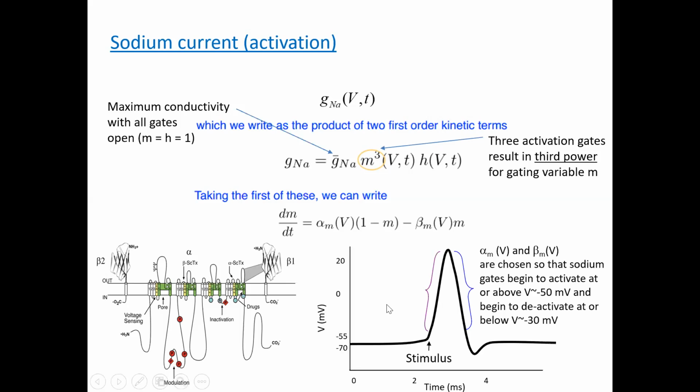And as in potassium, for sodium, the rates at which closed become open and open become closed, as a function of membrane potential, are chosen so that the sodium gates begin to activate at the right time and deactivate at the right time. For sodium, that's about minus 50 millivolts, so that it rushes in, creating the upstroke, and begins to deactivate at or below minus 30 millivolts. So it's lessened on the downstroke.